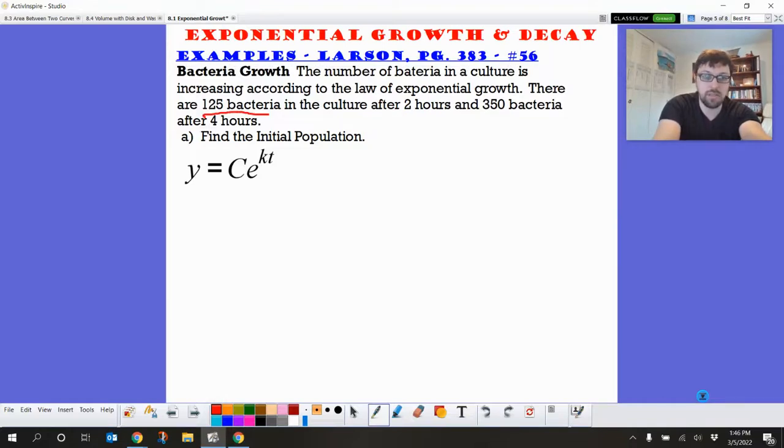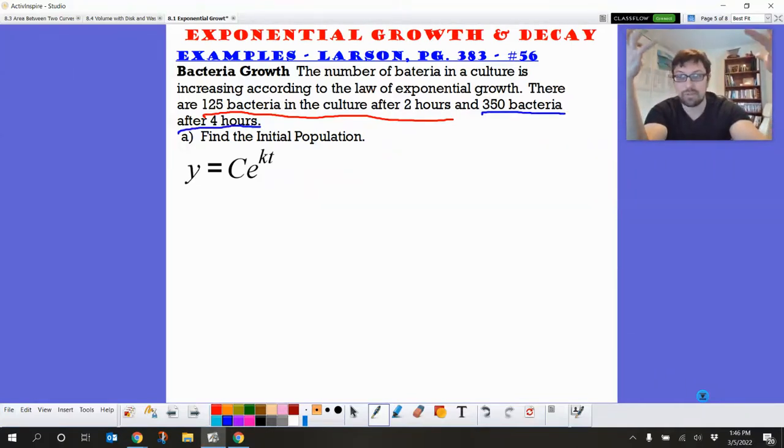Crying out loud. We get this value of 125 after 2 hours. I wanted 0 hours for the initial condition, so that's not any good. We also have this 350 bacteria after 4 hours. That's still not 0 hours. But we could plug those two values into our y equals ce to the kt.